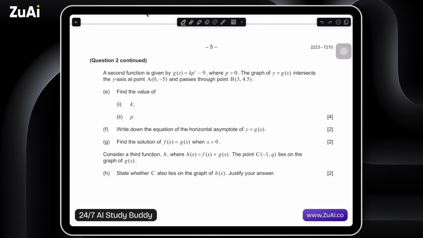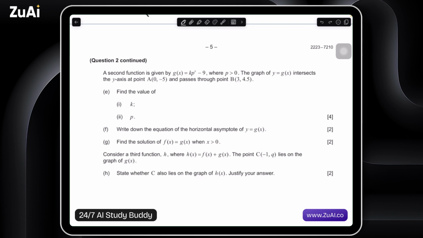So a second function is given by g of x is equal to k p to the power of x minus 9, where p is greater than 0. The graph of y is equal to g of x intersects the x-axis at point a, which is (0, -5), and it passes through the point b, (3, 4.5).